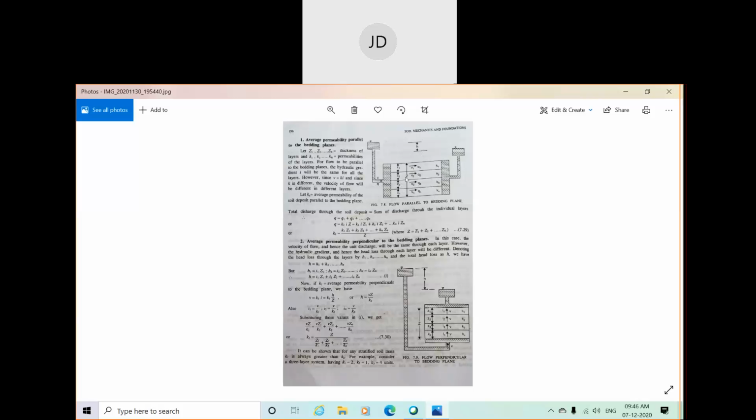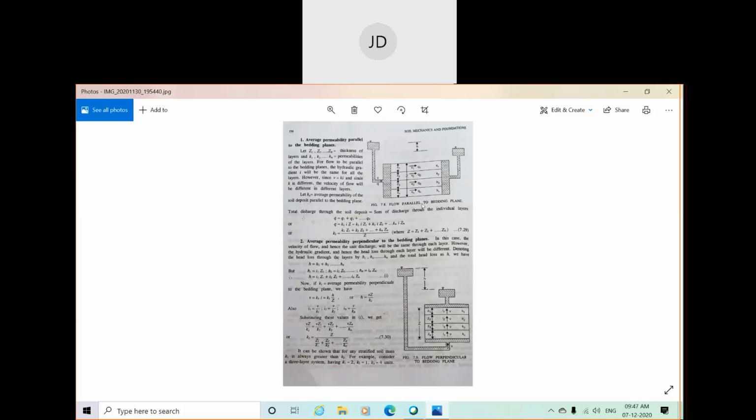Now, for the individual soil layers, assume z1, z2, z3 up to zn are the thickness of the layers, and k1, k2 up to kn are the permeabilities of the layers. That means k1, k2, k3 up to kn are the individual coefficients of permeability for each layer. k1 is the coefficient of permeability for layer 1, k2 is the coefficient for layer 2, and so on.